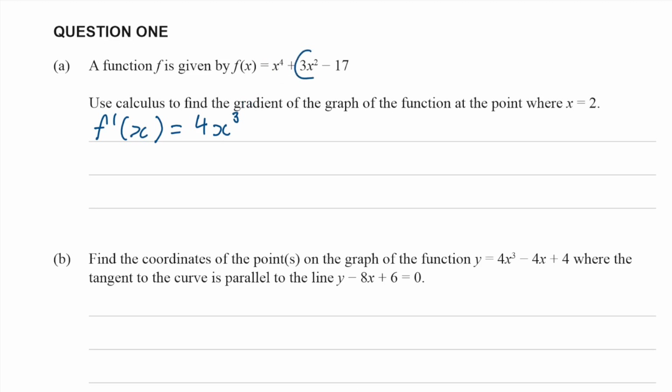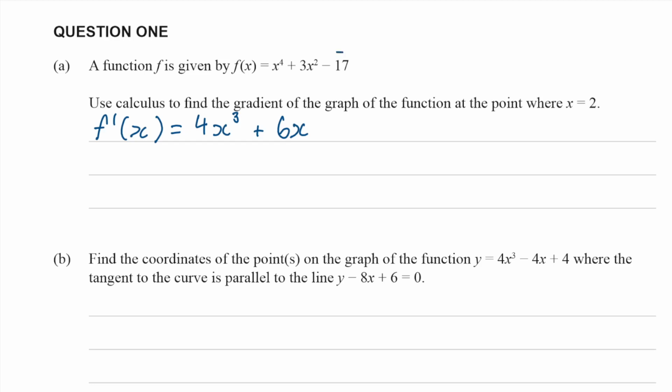Similarly, with 3x squared, we take the power of 2, multiply it by the coefficient, so 2 times 3 gives positive 6, and then we subtract 1 from the power. So 2 minus 1 gives 1, which we don't need to write, because that is implied when we don't have a power there.